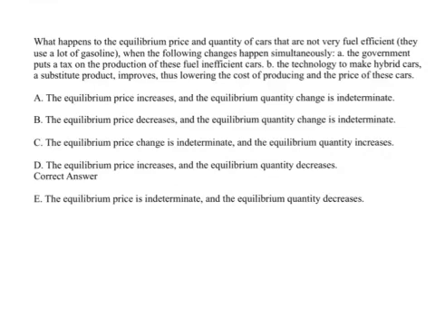One change is that the government puts a tax on the production of these cars. The second change is that hybrid cars, so substitute cars, the technology to make them improves and it lowers the cost and it lowers the price of those hybrid cars. But keep in mind we're looking at the changes for the equilibrium price and quantity of the not very fuel efficient cars. The five choices are here, A, B, C, D, and E.